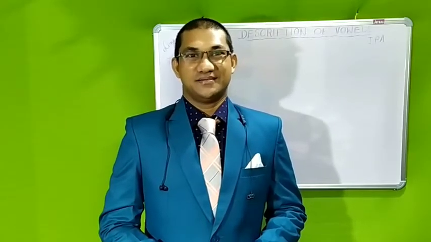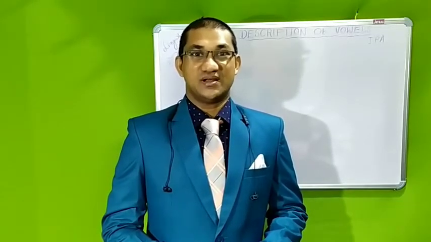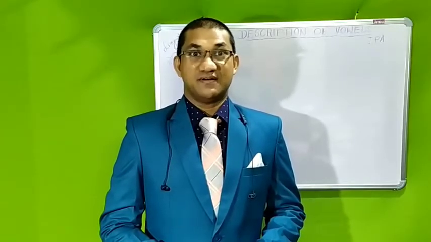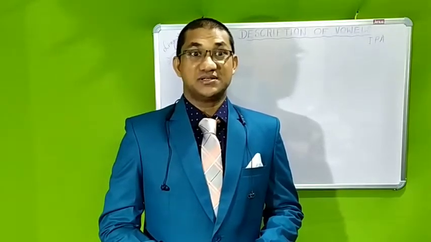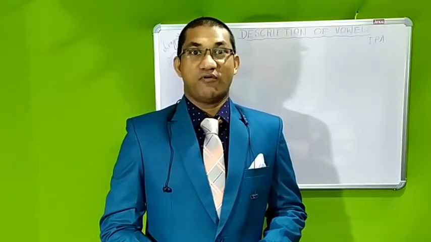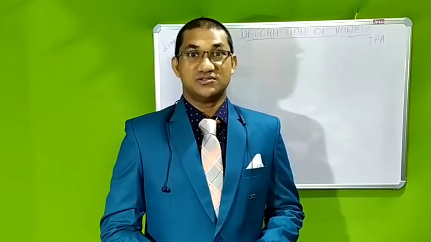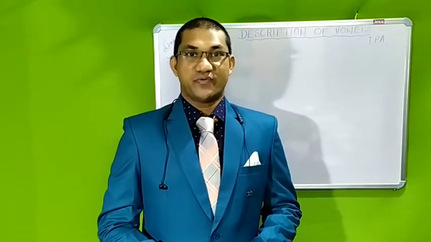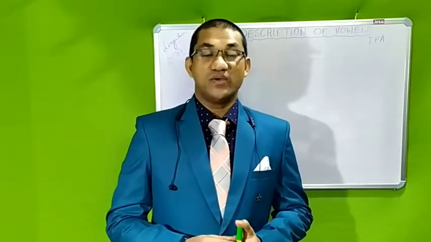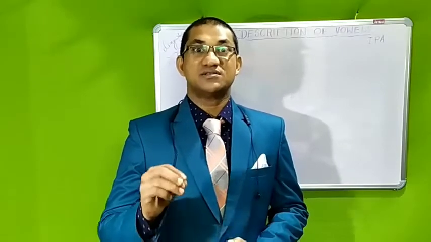We are learning the description of vowels today. In the previous sessions we learned about the International Phonetic Alphabet, and its vowels and consonants. We know that of the 44 phonemes of the English language, we have 20 vowel sounds and 24 consonant sounds. And today we are going to learn about the description of vowel sounds.